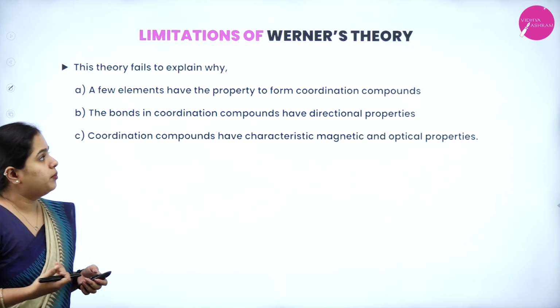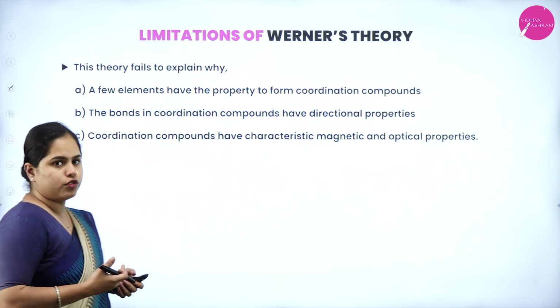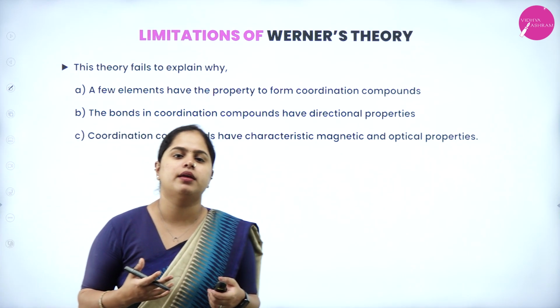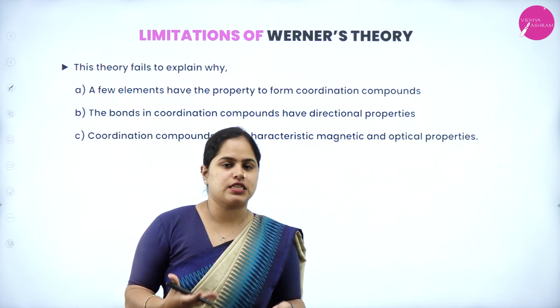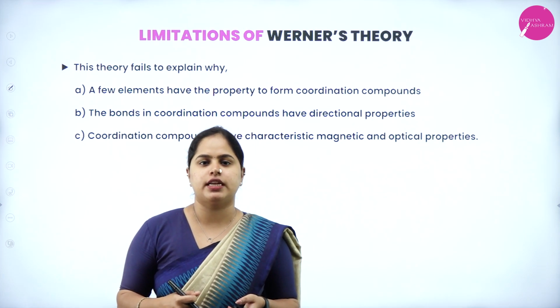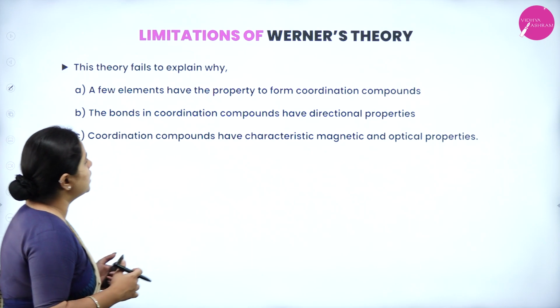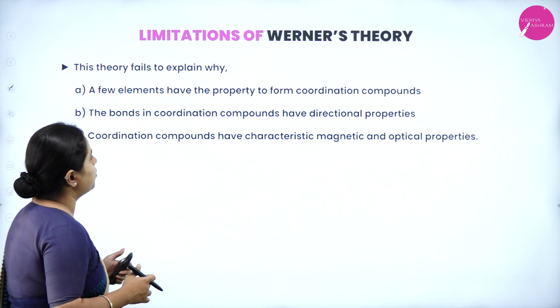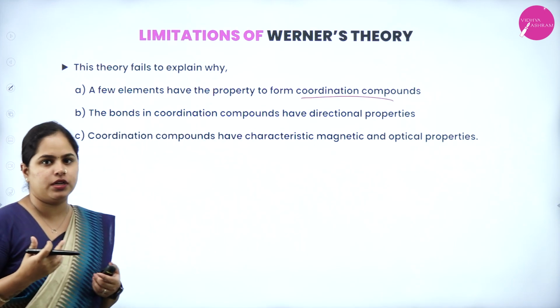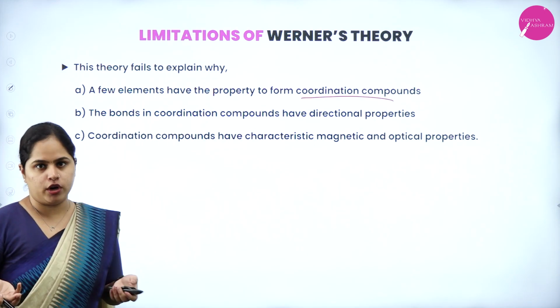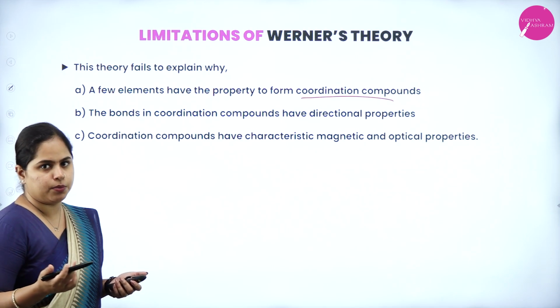So now moving on to the limitations of Werner's theory. Of course, this theory is not the final theory based on the coordination compounds. There is a valence bond theory as well as crystal field theory that we are going to discuss in detail. So there were some limitations for Werner's theory. A few elements have the property to form coordination compounds. It couldn't explain why only few elements had the property to form coordination compounds.